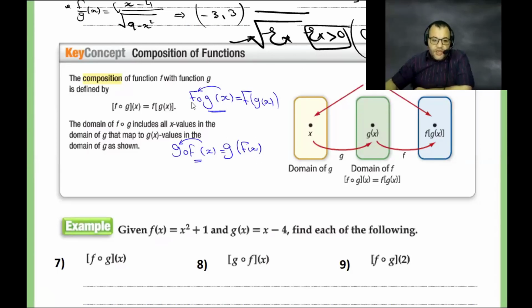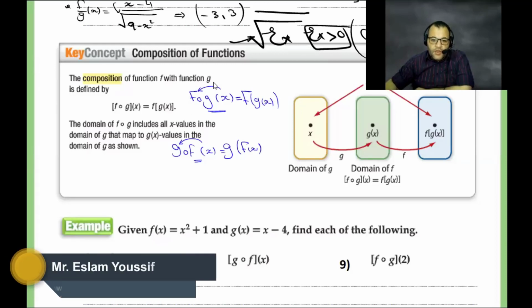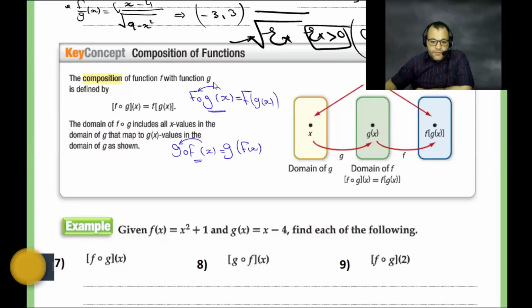If I start with f, that is the main function, that will be the result. And I will use the second one to substitute in the first one. That is the idea of the composition. Any problem for this one?